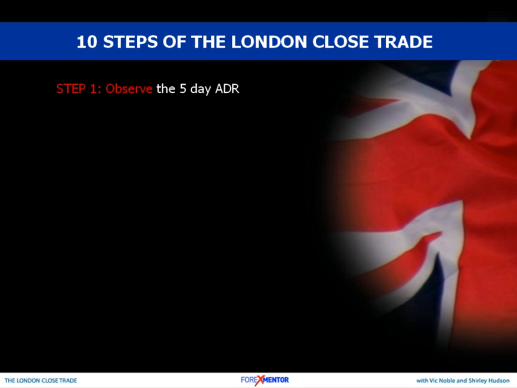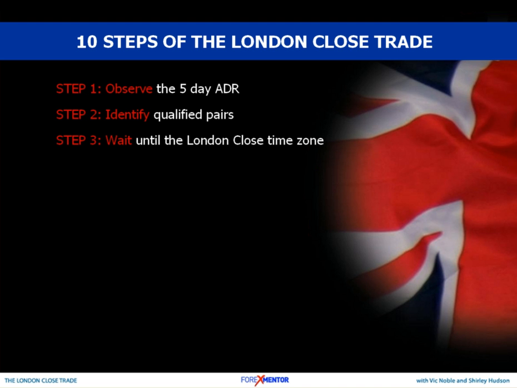Observe the 5-day average daily range. I've got a little spreadsheet for you that you can use. I'll show you that in a minute. Identify qualified pairs. That means ones that have reached or exceeded their 5-day average daily range. Wait until the London close time zone. Don't jump the gun on these things. Just be patient. If you're ever wondering if it works or not, go back and look at Shirley's spreadsheet.